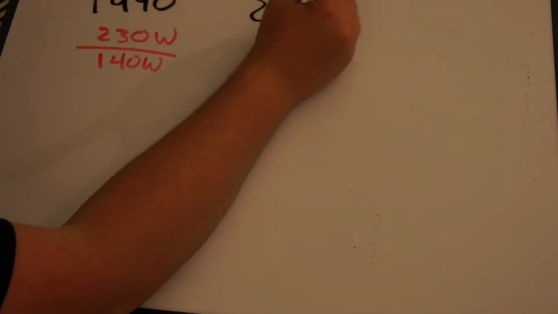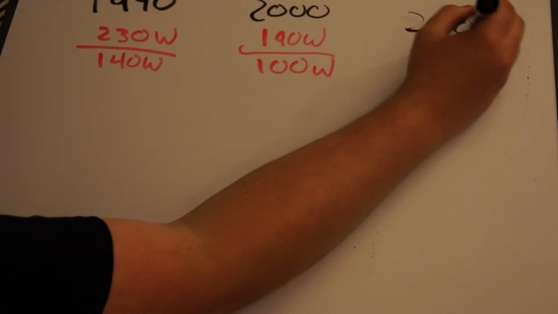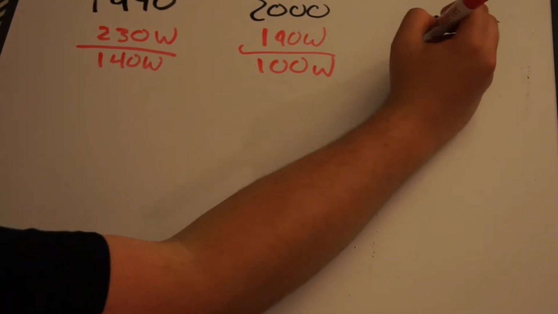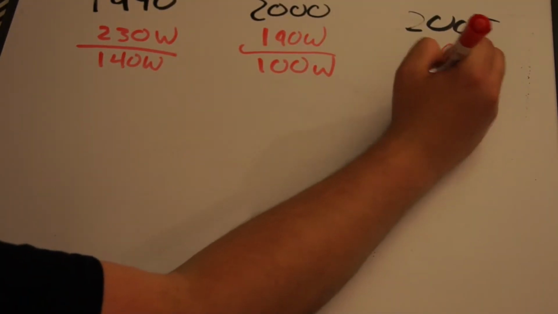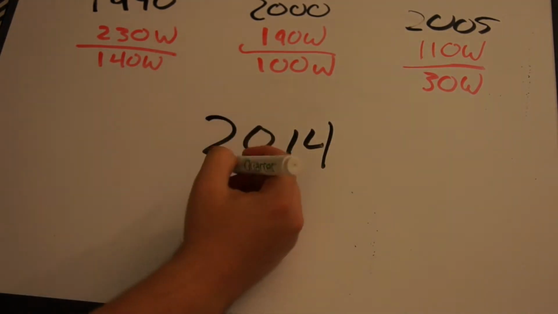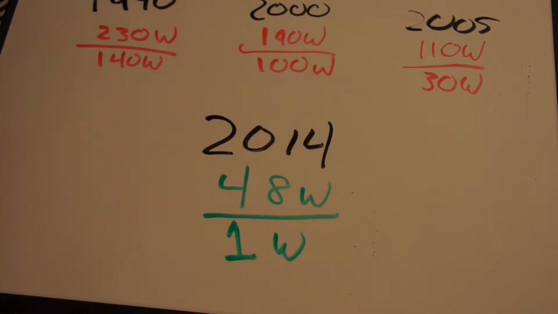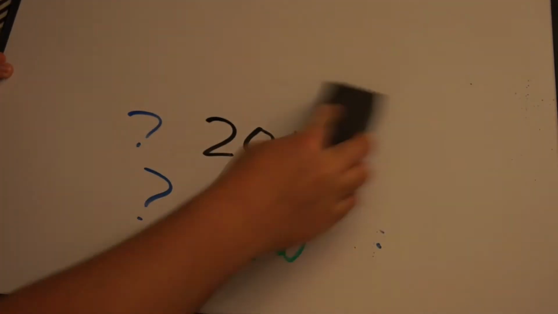All of those computers command a tremendous amount of energy. In 1990, the average computer, while running, consumed 230 watts. 140 watts was being used at idle when the computer was asleep. In 2000, those numbers fell to 190 watts active and 100 watts during standby. In 2005, the number fell some more to 110 watts when active and 30 watts in standby. And in 2014, we have 48 watts for a computer fully active, down to 1 watt when it's asleep. How does that happen?